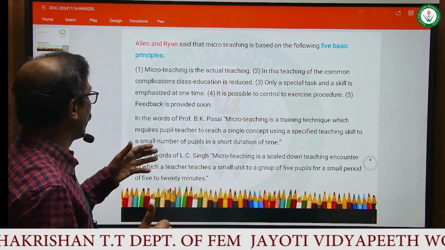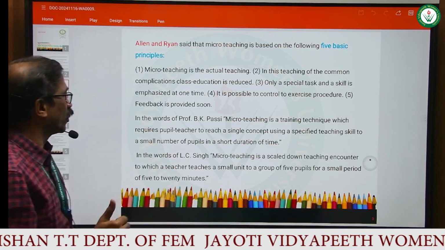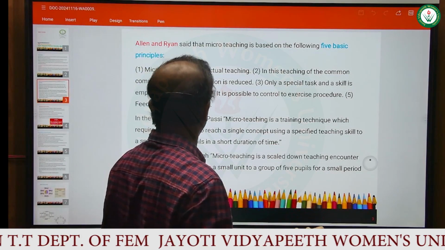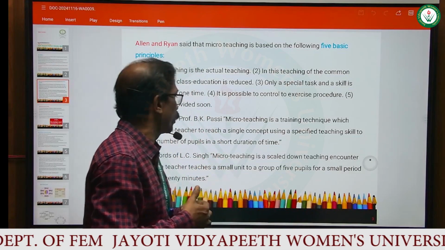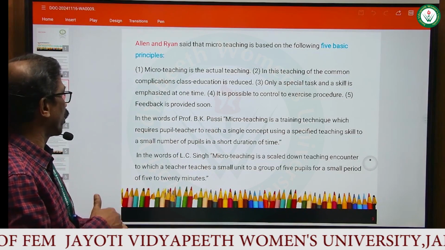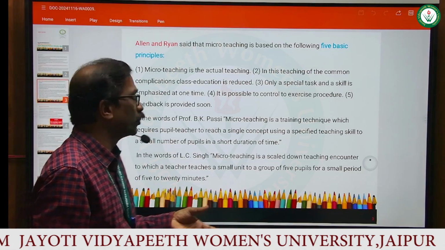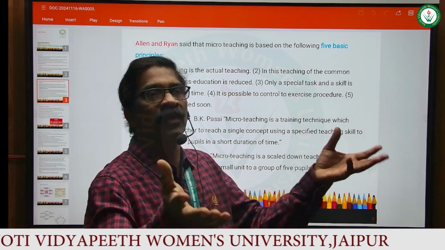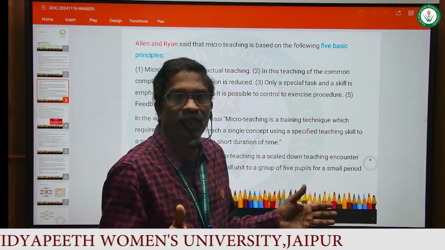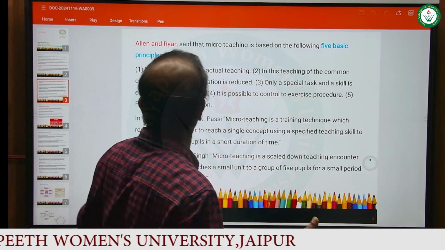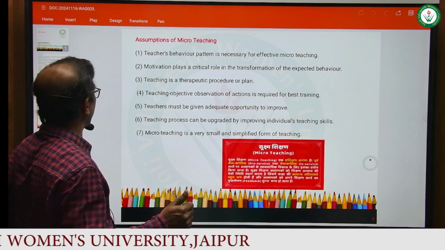In the words of L.C. Singh, micro teaching is a scaled down teaching encounter in which a teacher teaches a small unit to a group of 5 pupils for a small period of 5 to 20 minutes. Maximum we can take 5 to 20 minutes to improve the teaching competency of the teacher trainees.